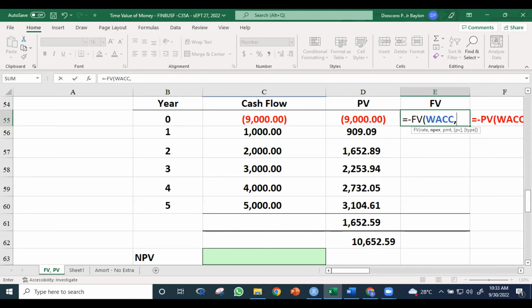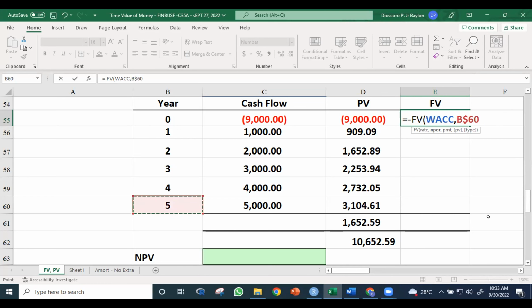But I cannot just type 5 here because I have to drag the formula down, right? So that the next one should be 4. And then the next one should be 3. So what's the best way for us to do that? Okay, the best way is to use the 5 and the year. So here I'm going to peg 5. And since I'm going to copy the formula down, I will have to fix the row F4.